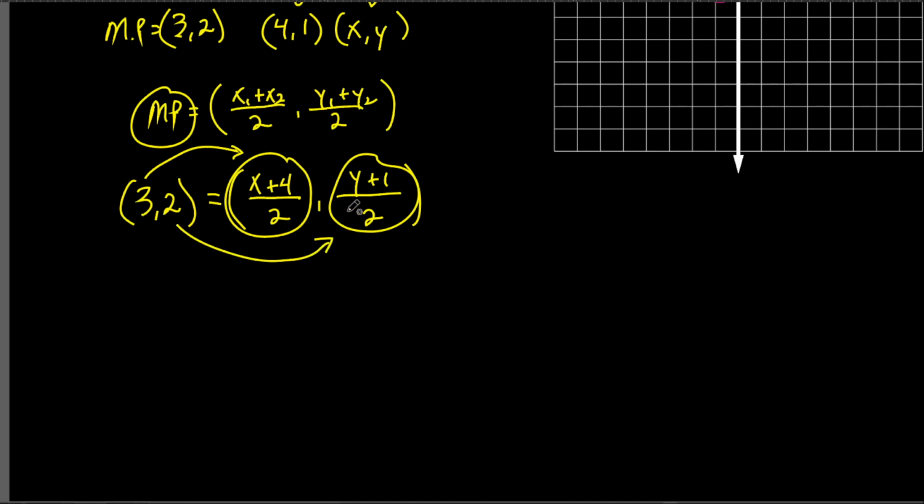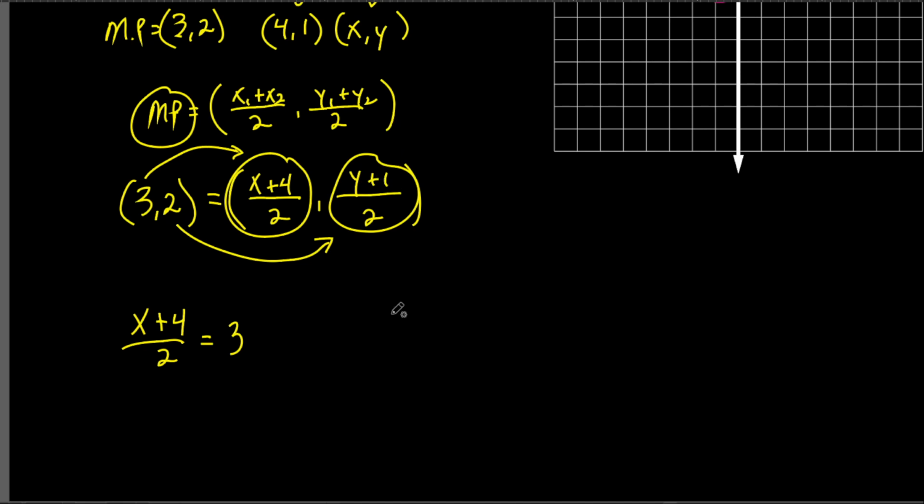We hadn't done that before. All right, so let's set it up. Let's say x plus 4 over 2 should equal what? 3, because this is the x coordinate, right? This is the x part of this midpoint. Well, 3 is the x part of the midpoint, so I set them equal to each other.